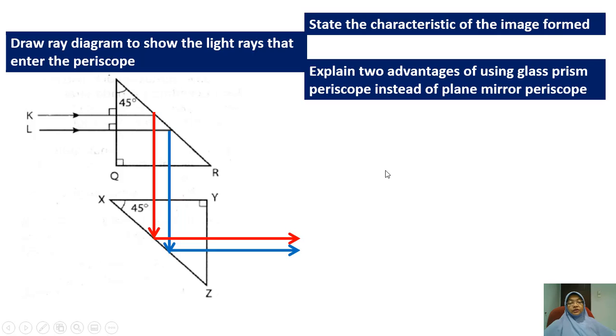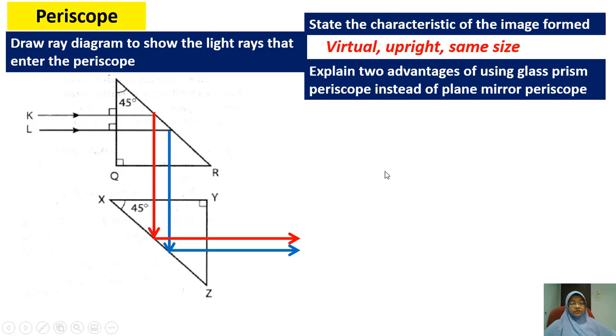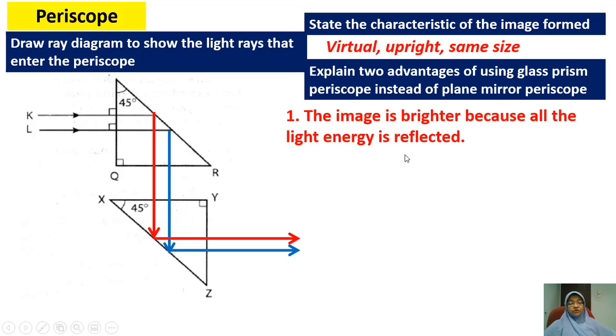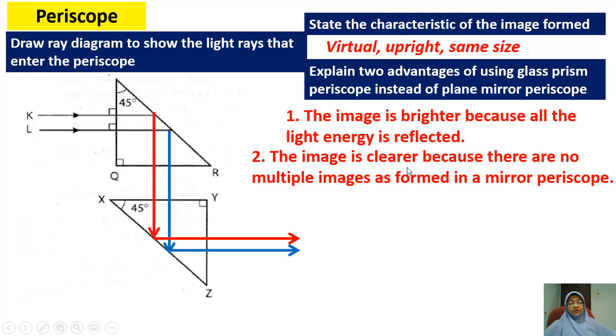State the characteristics of the image formed: virtual, upright, same size. Explain the advantages. First, the image is brighter because all the light energy is reflected. The image is clearer because there are no multiple images formed as in a mirror periscope. Also, the image seen through the periscope is upright.